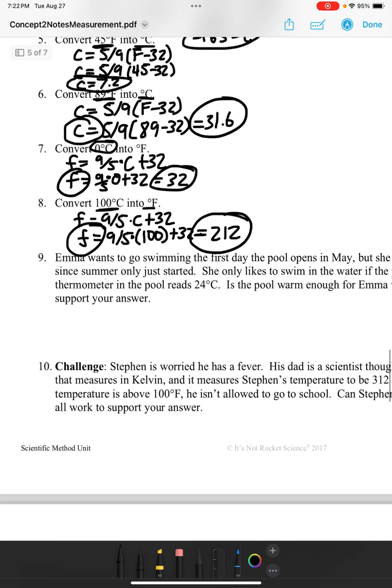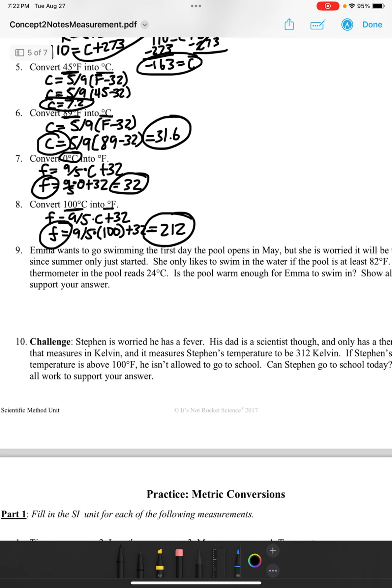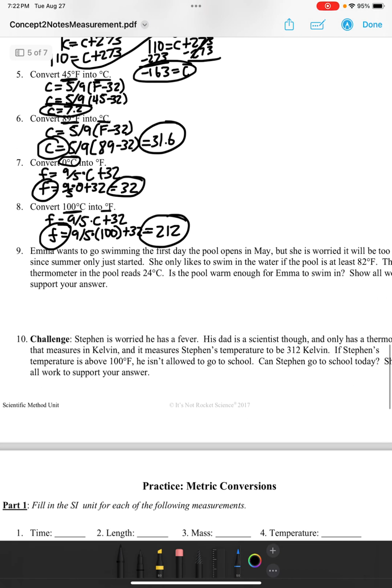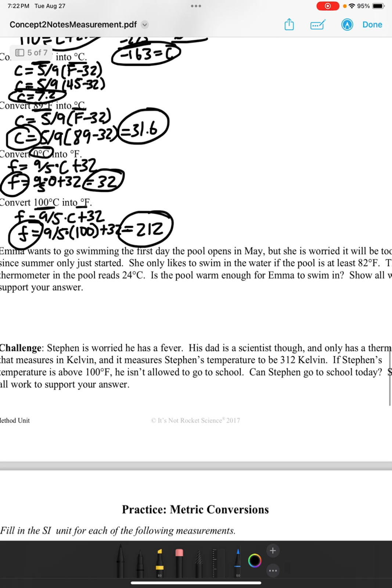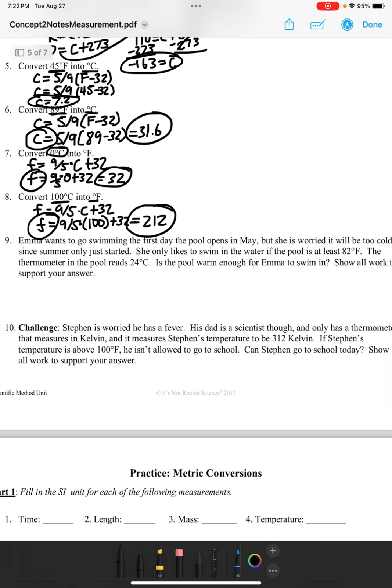Okay, so for number 9 then, Emma wants to go to the swimming pool. She only likes to swim if it's above 82 degrees Fahrenheit. And the pool thermometer reads 24 degrees Celsius. And they want to figure out, is it warm enough for her to swim? So you could either try to get it from Fahrenheit to Celsius or Celsius to Fahrenheit.